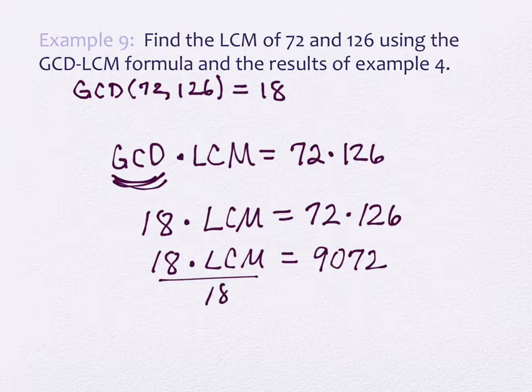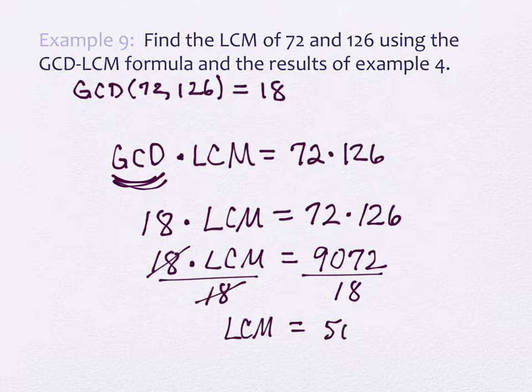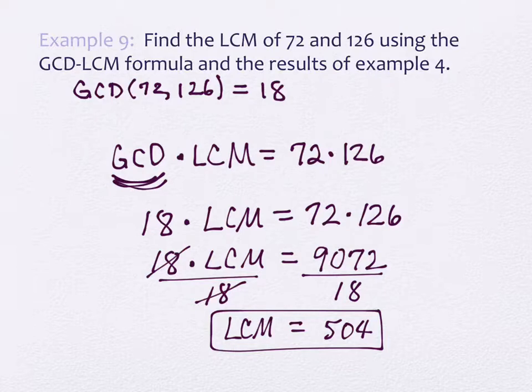Yep. So when I divide the left side by 18, it cancels out. And if I divide the 9072 by 18, what do I get? 504. So this is a very nice relationship. If you've already done all the hard work for one half of it, you can get the other half pretty quickly. That's what it does for us.